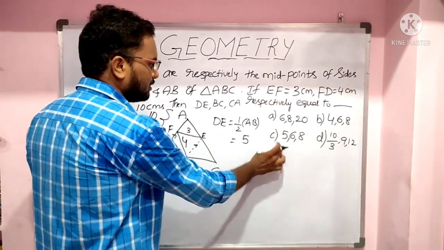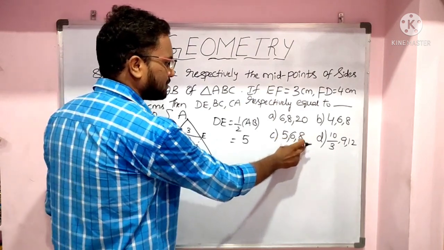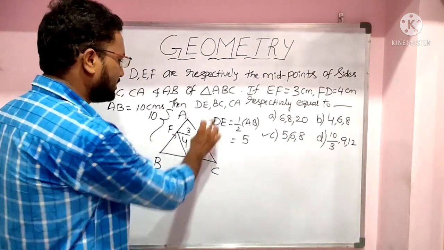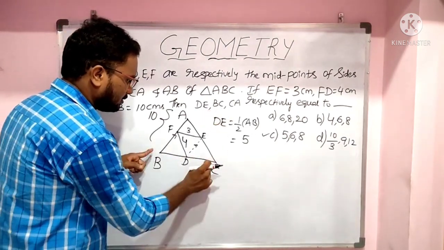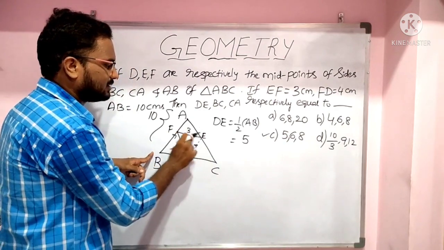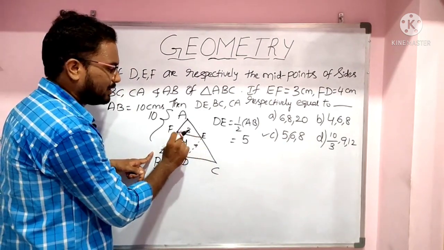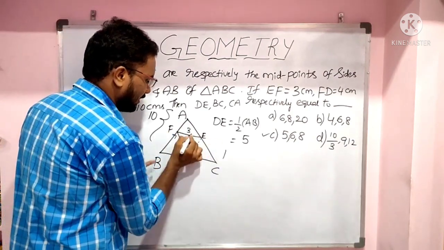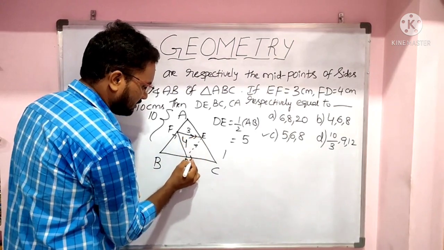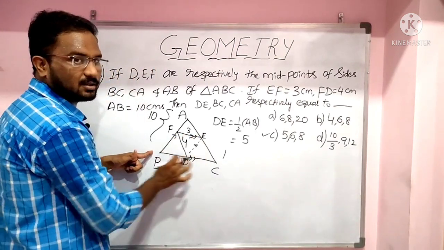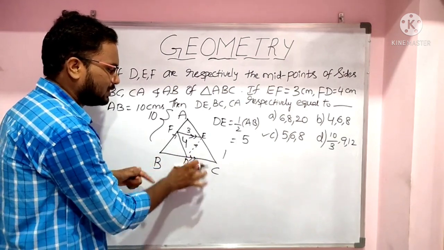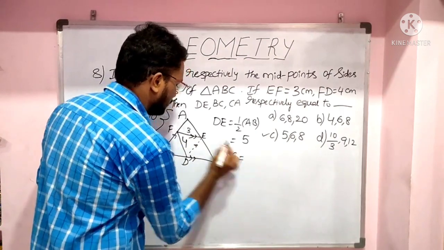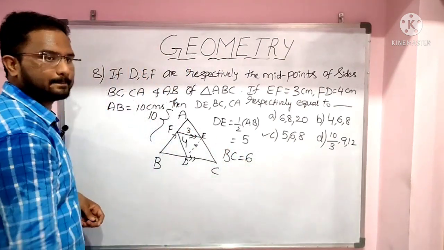So look at the options. Only one option starts with 5. So the answer is 5, 6, 8. If you want to find BC, this is 3. F and E are two midpoints of the triangle. Then FE is parallel to BC and FE equal to half of BC. That means BC equal to 2 times FE. So BC equal to 2 times 3, which is 6.